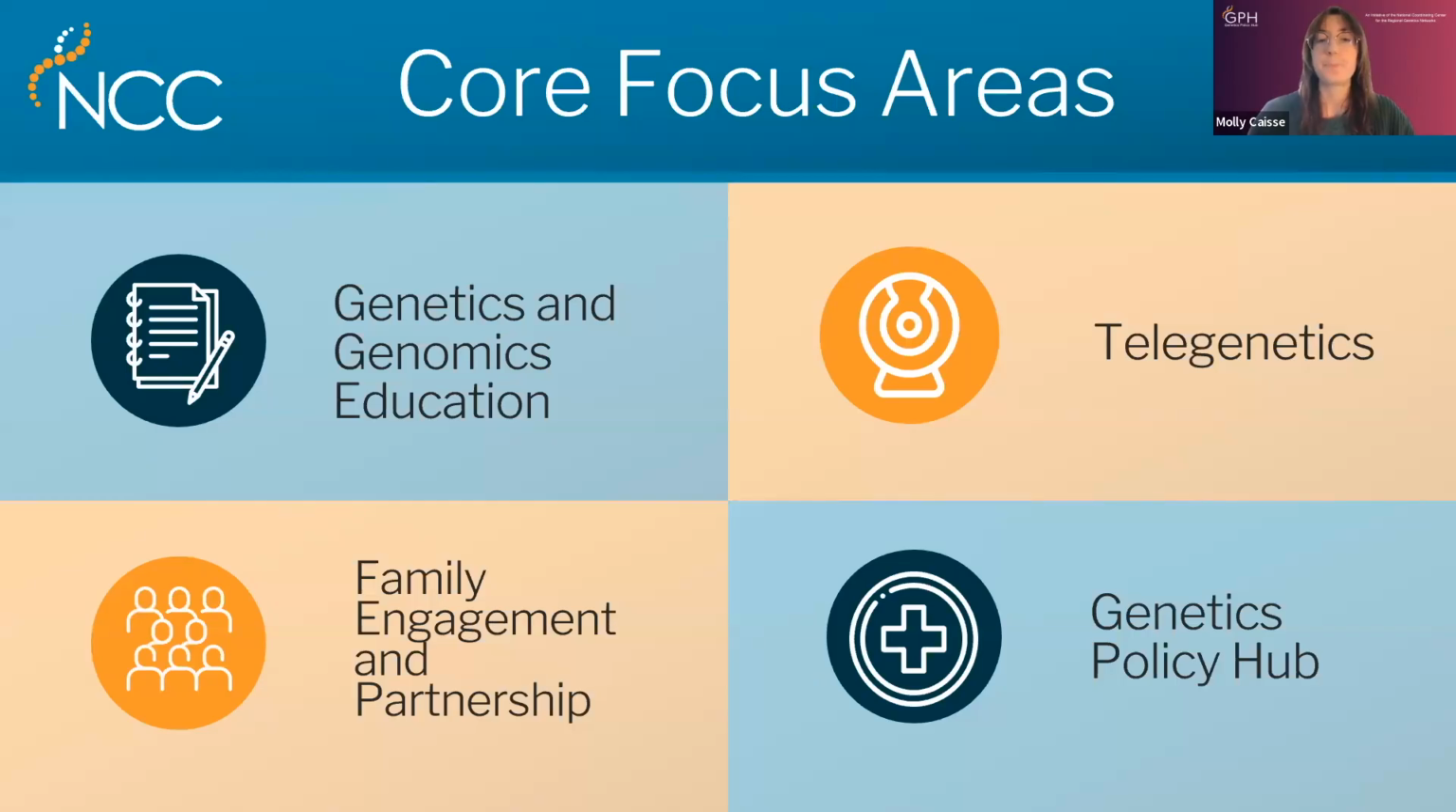Next slide, please. So NCC works to achieve our mission in a variety of ways, some of which I've highlighted on this slide. This can range from genetics and genomics education activities to improving access to services via telemedicine, which we call telegenetics. Family engagement partnership is also a really integral part of our system, engaging those who have genetic conditions or are at risk for genetic conditions to really understand what their needs are. And finally, NCC also has a focus on policy, which is where our genetics policy work comes into play.